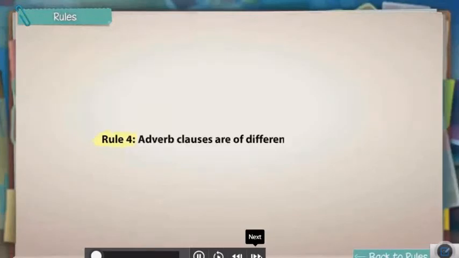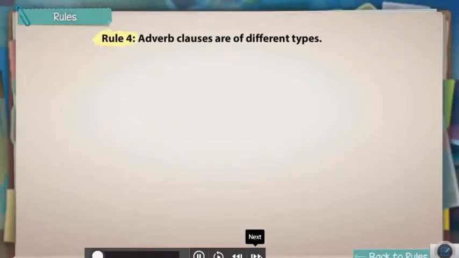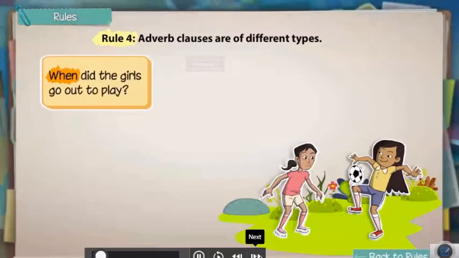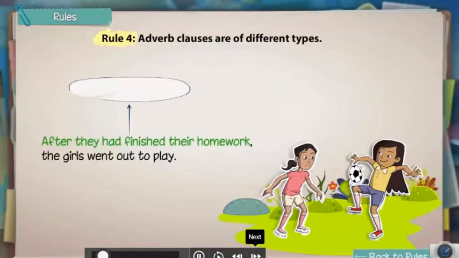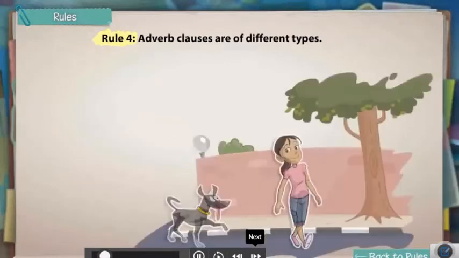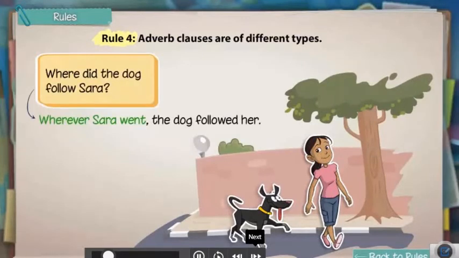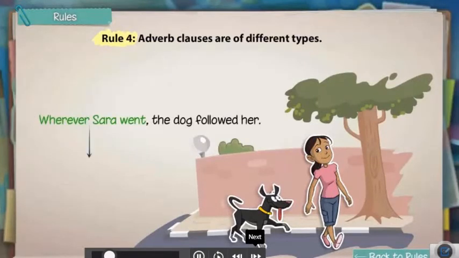Adverb clauses are of different types. For instance, here, the adverb clause tells us when the girls went out to play. So, this is an adverb clause of time. Now take a look at this sentence. Here, the adverb clause tells us where the dog followed Sarah. Therefore, this is an adverb clause of place.